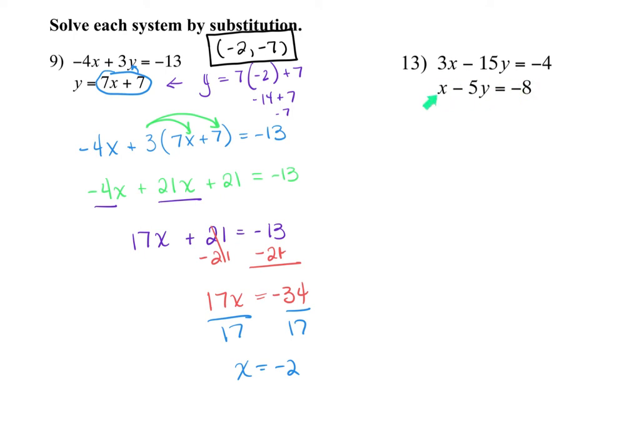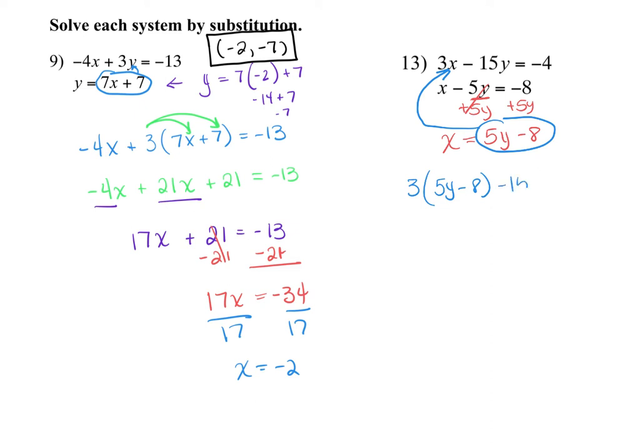So I'm going to take this second equation here and I'm going to get a variable by itself. How I'm going to do that is I'm going to move this -5y over. So we'll add the 5y over. Now we have x by itself equals that 5y minus 8. And now this looks just like the equations I just solved for. I have a variable by itself, the x. I'm going to take that group and I'm going to plug it into the other equation for x. So I'm going to say 3, and instead of x, I will say 5y minus 8 minus 15y equals negative 4.